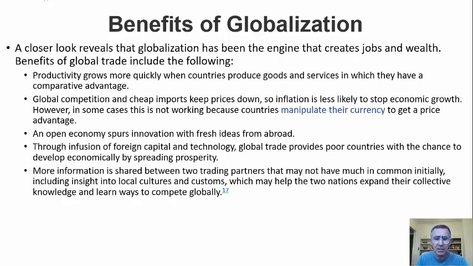Wait a second. Doesn't trade between all of these countries drive up the price of the car? Well, actually, it's the opposite. And the reason it's the opposite is not just because of cost of labor, etc. It's because of something called specialization, where each country specializes. Let me give you an example.